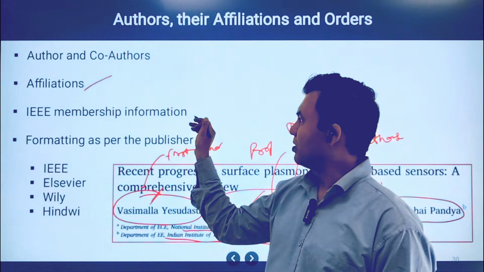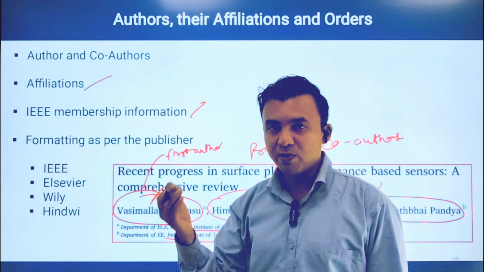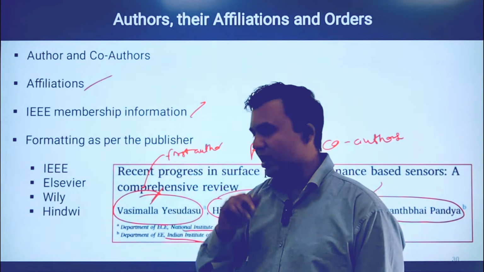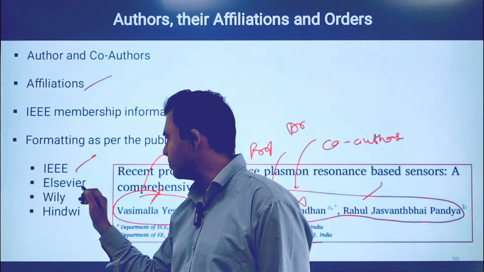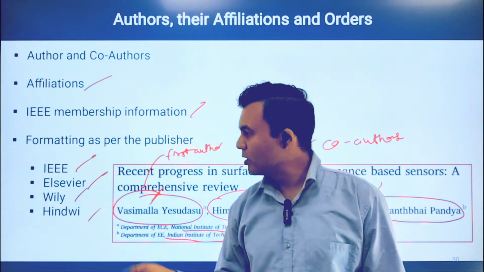If there is membership information, such as senior IEEE member, or senior member, one good membership, you can mention that. And the formatting must be as per the publisher. Could be IEEE, Elsevier, Wiley, Hindawi. It's up to you, your field, right? It could be anything.